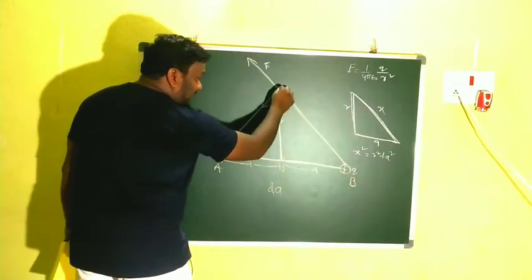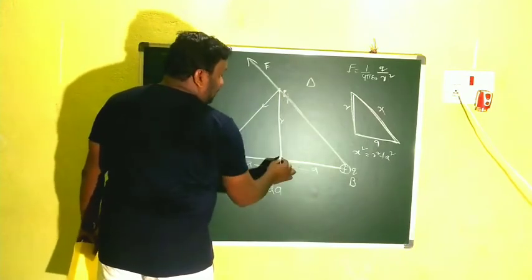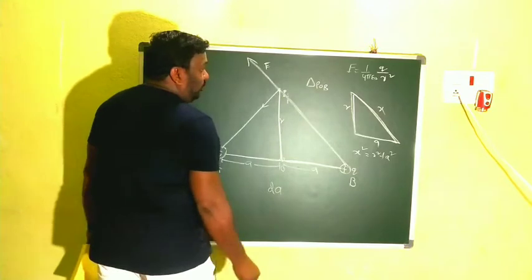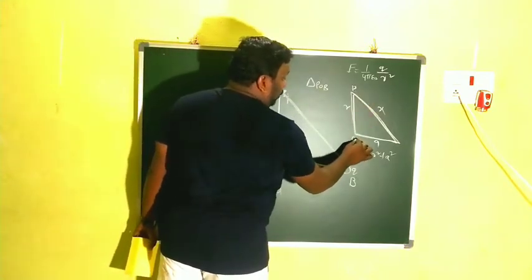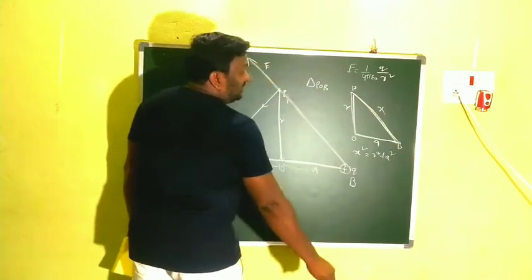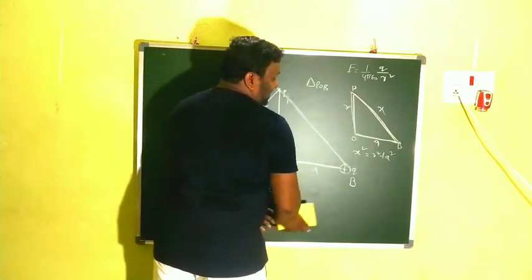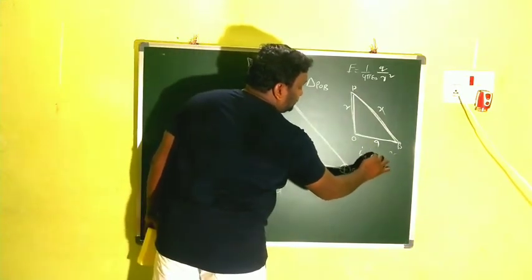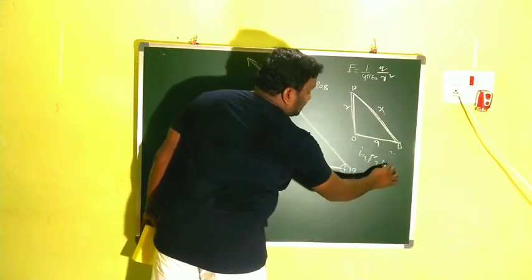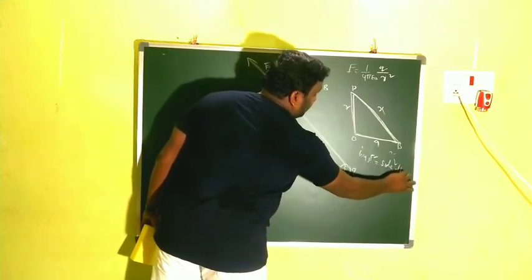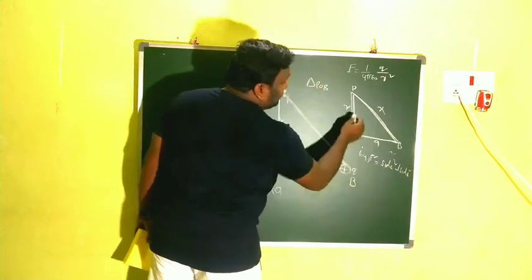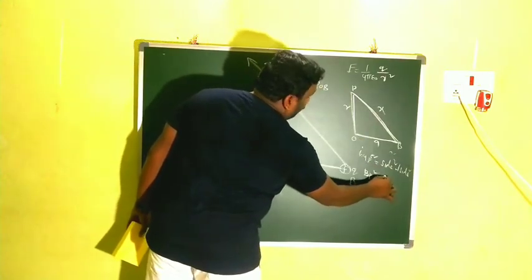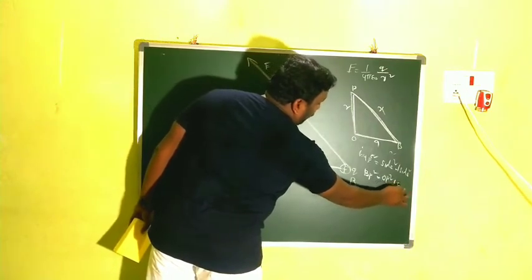For that I am taking the triangle now. This is triangle POB, like this. Here, by Pythagoras theorem, what is it? Hypotenuse square is equal to side square plus side square. Then here, what is the hypotenuse? BP square is equal to OP square plus OB square.